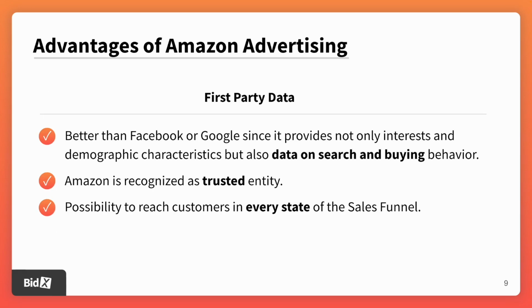So on this slide, we have summarized the advantages of DSP again. Like the really biggest advantage is the first party data that you get from Amazon. So the Amazon DSP in this case is better than Facebook or Google since it provides not only interests or demographic characteristics like gender or age, but also data on search and buying behavior. Also, of course, Amazon is recognized as a trusted entity, which will lay back to your business. And which we explained now in the last slides is that you have the possibility to reach customers in every state of the sales funnel, which is pretty hard with other types of ads.